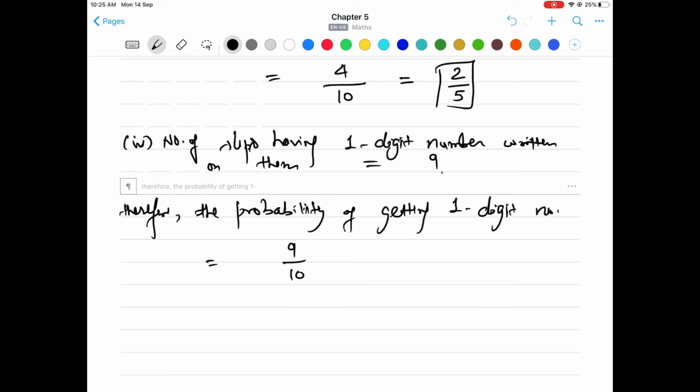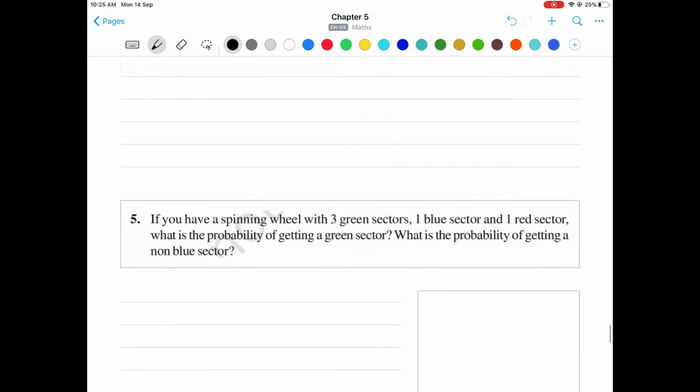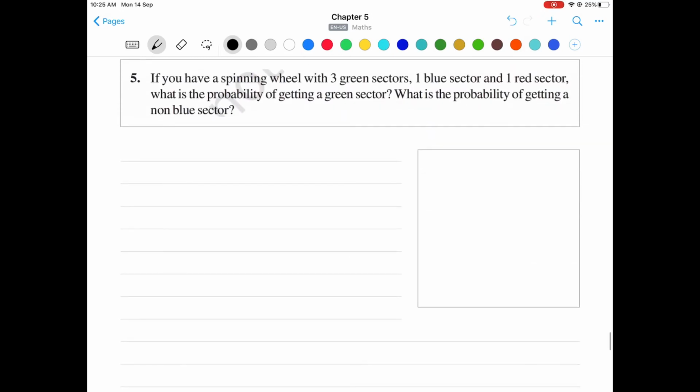They cannot be further divided, so the answer will be 9 by 10. So that's the answer to question number 4. Now moving ahead to the next question, question number 5. It says, if you have a spinning wheel with 3 green sectors, 1 blue sector and 1 red sector, so there are a total of 5 sectors on that spinning wheel.